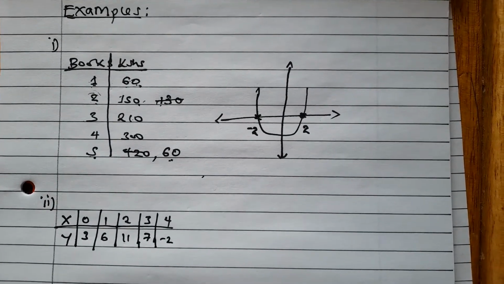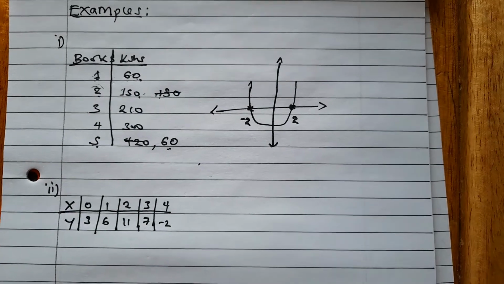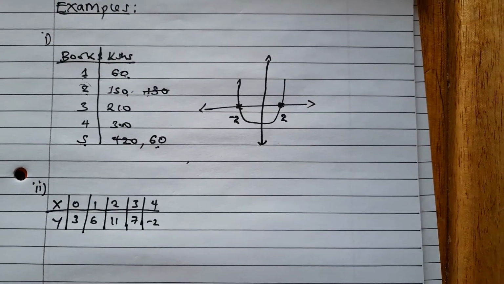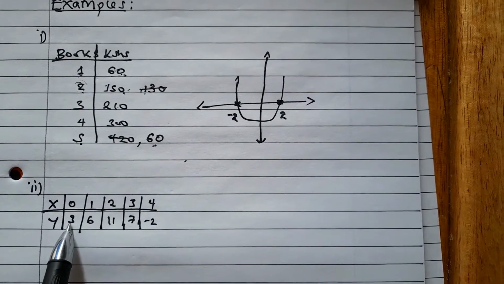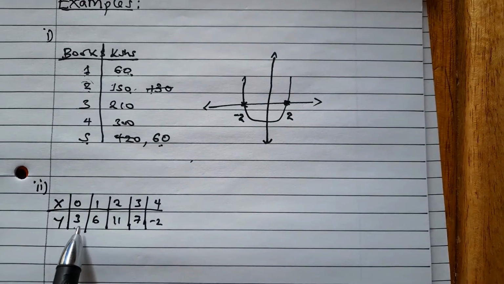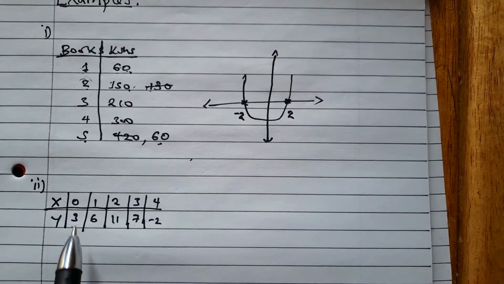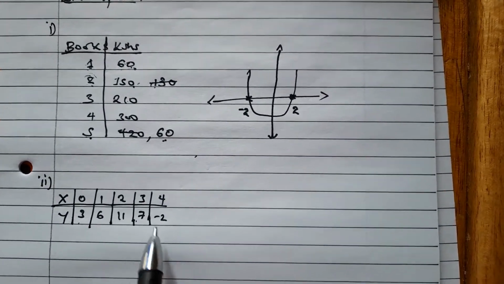The question is, is this table of values of x and y representing a function? The answer is yes. Of course, it is representing a function. Why? Because every input x is having only one output. That is, every input of x is having only one output of y.